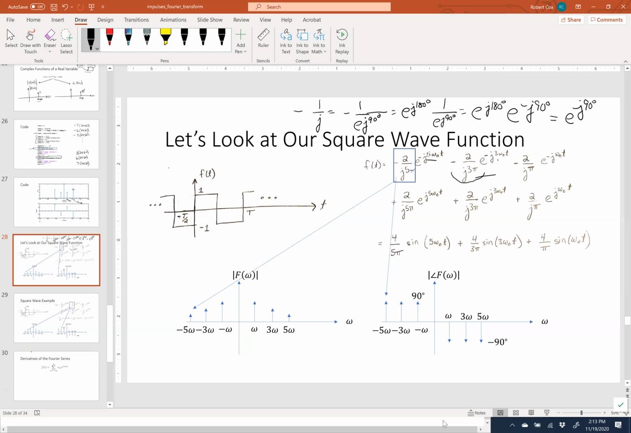Okay? All right, so we've got more to talk about on this, but I'm going to stop there for now. In the next homework, you'll be dealing a little bit more with Fourier series. All right, but we're also going to start looking at this Fourier transform idea.